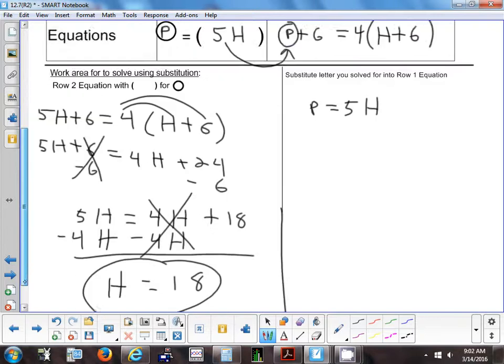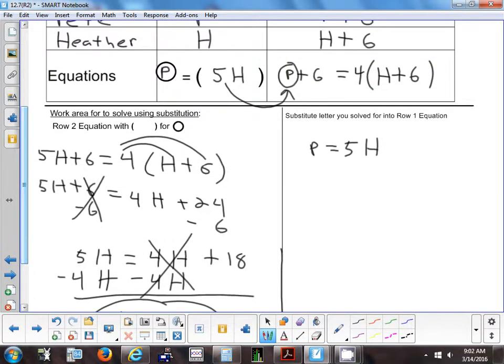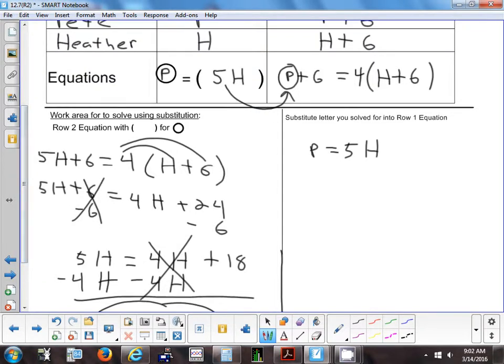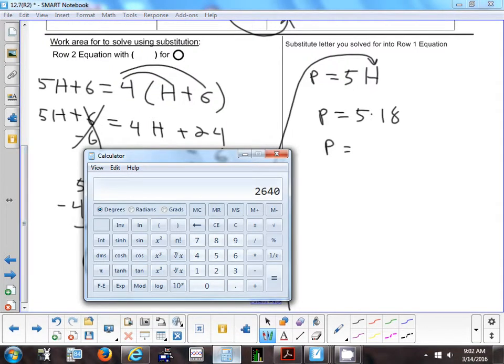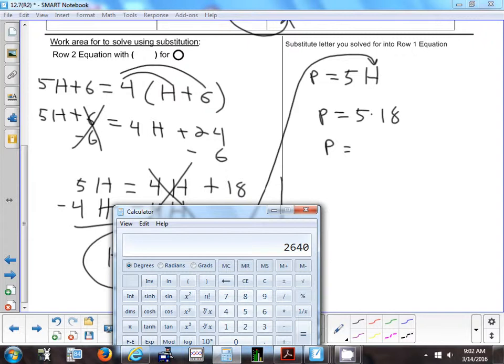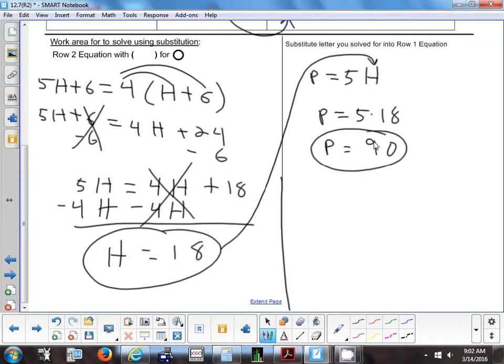And which one of those letters do we know? Did we just solve for H? Yeah, what did we say H was? 18. H is 18. Okay, so I'm going to fill in 18 for H. And now if I do 5 times 18, I will know the age. 90. Yeah, yep, 90. Okay, any questions on that one?